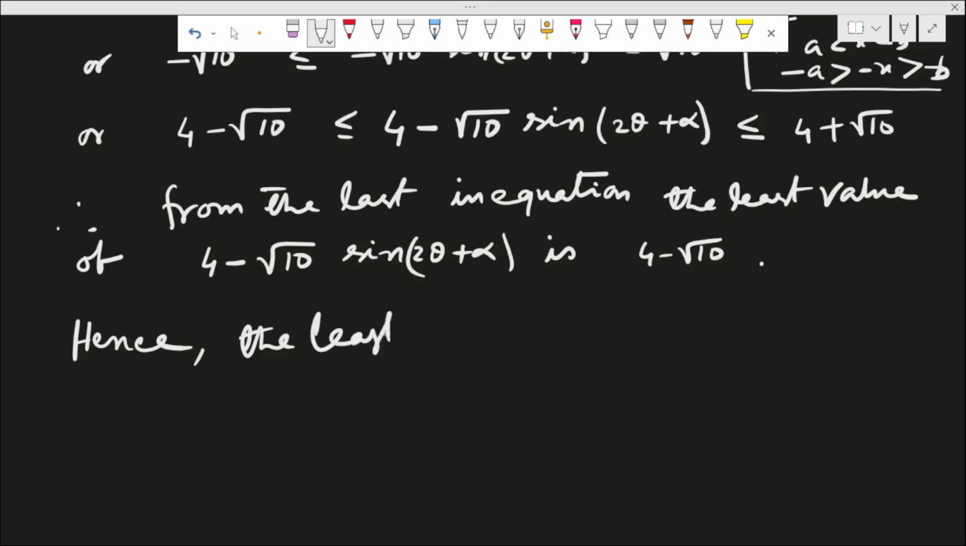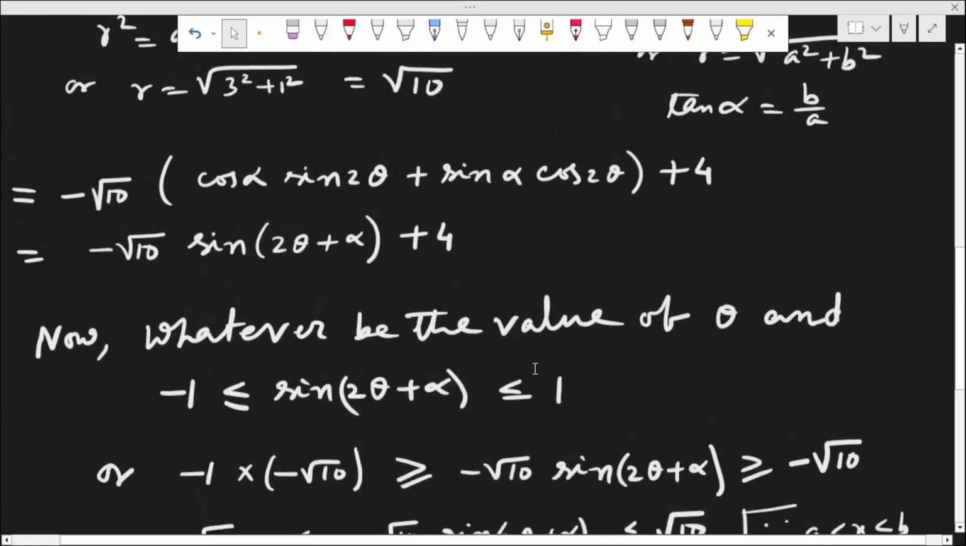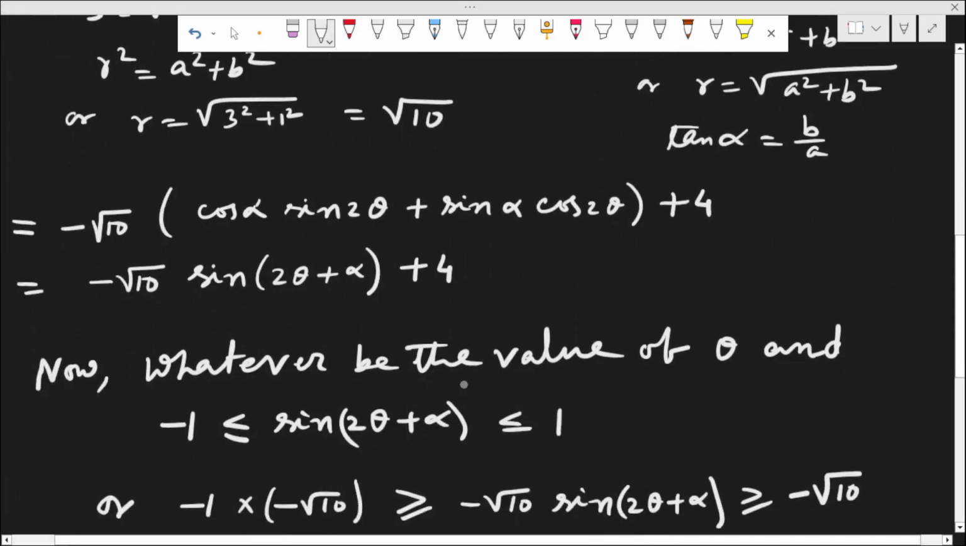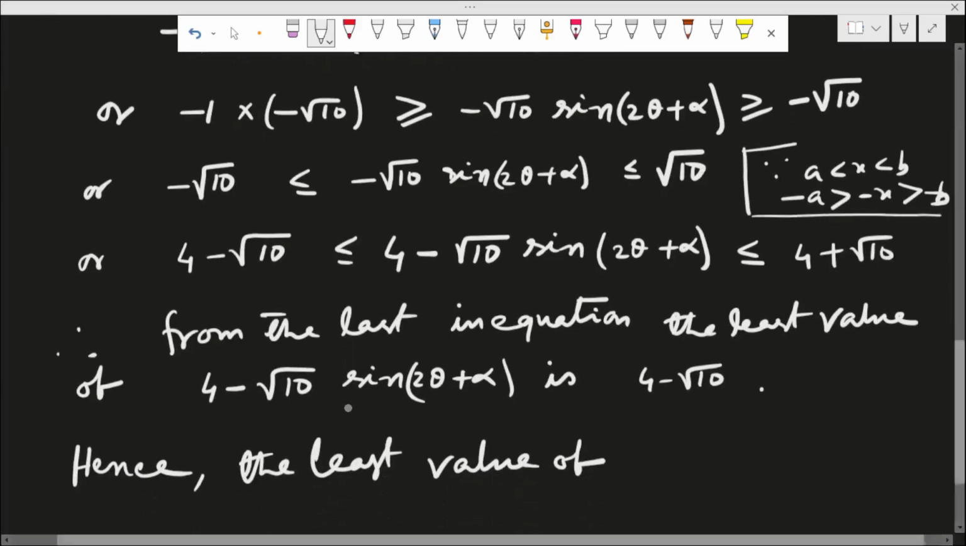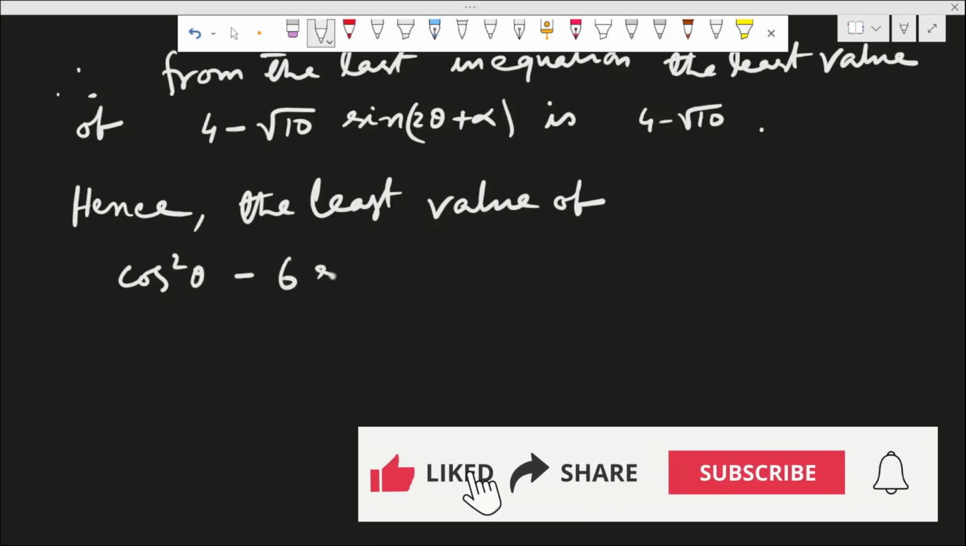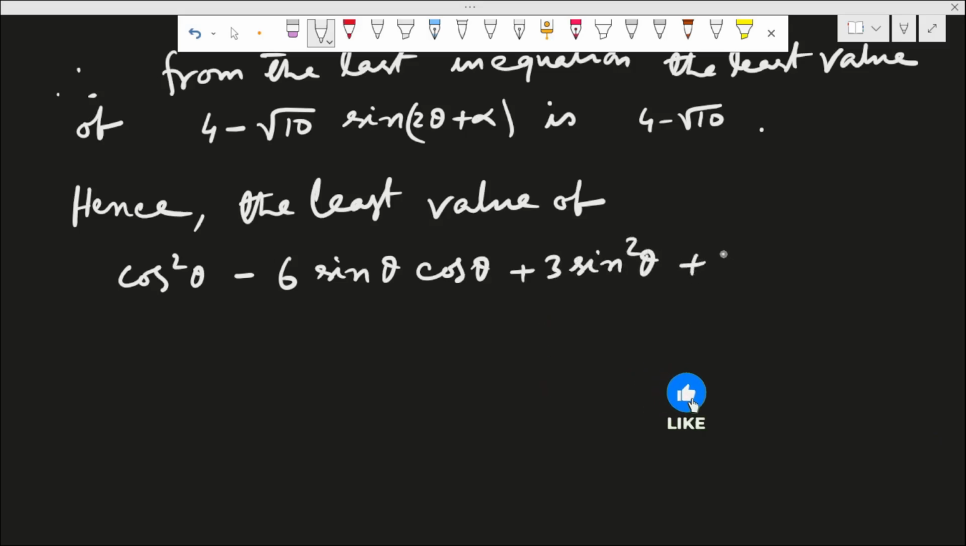So the least value of cos square theta minus 6 sin theta cos theta plus 3 sin square theta plus 2 cos square theta is 4 minus root 10. Thank you for watching.